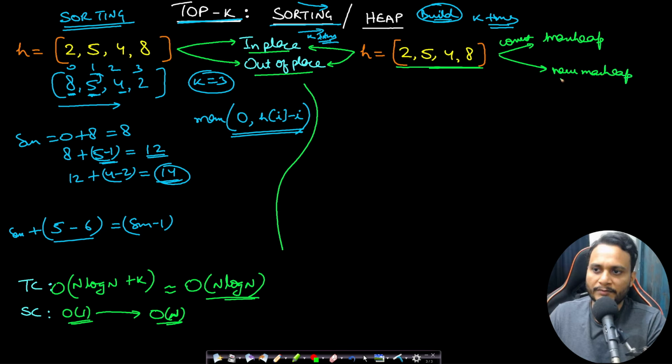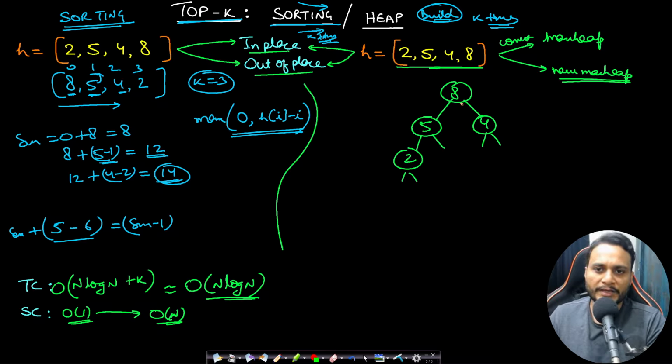So I have made a new max heap in my code. The new max heap means you just make a new heap 8 5 4 2. So it is a tree structure, as you know, and from this heap we will be popping out k times.